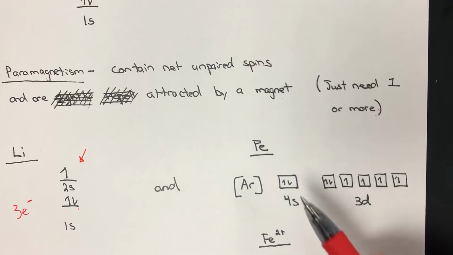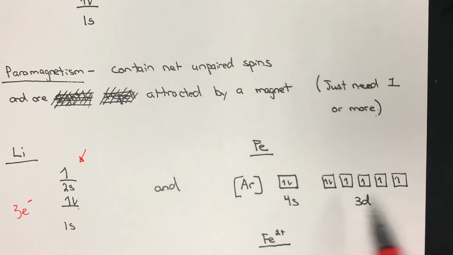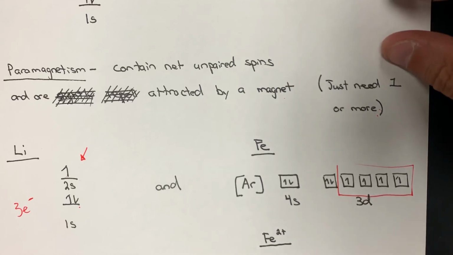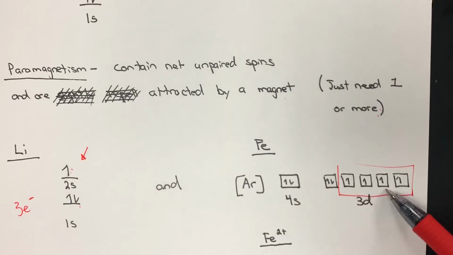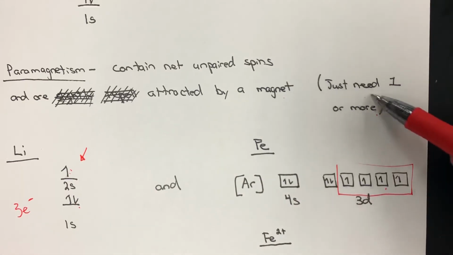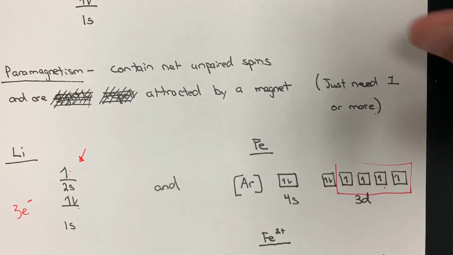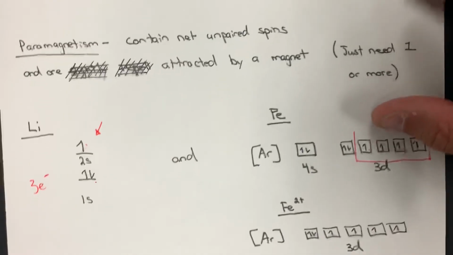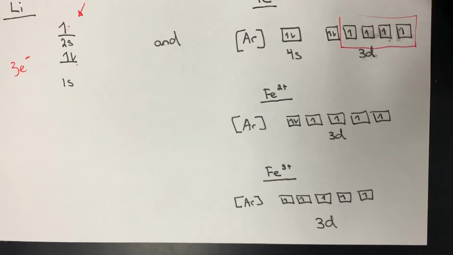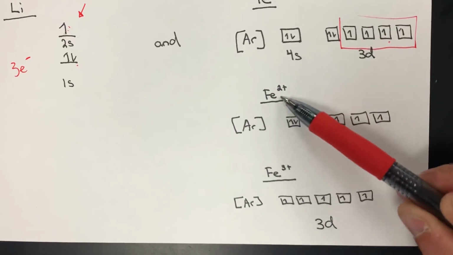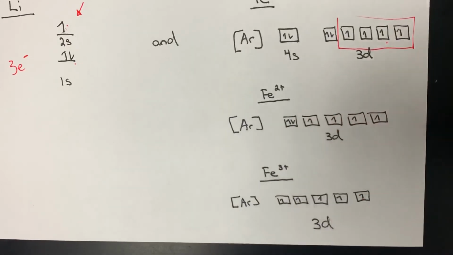We find the same thing in our neutral atom of iron. Instead of the electron configuration, I wrote out the orbital diagram here, and we find that there are 4 unpaired electrons. So whether there's 1, whether there's 4, bottom line is we just need 1 or more. And we would expect, again, that the neutral atom of iron there would be attracted by a magnet. We find the same thing going on here along with the ferrous and the ferric forms.